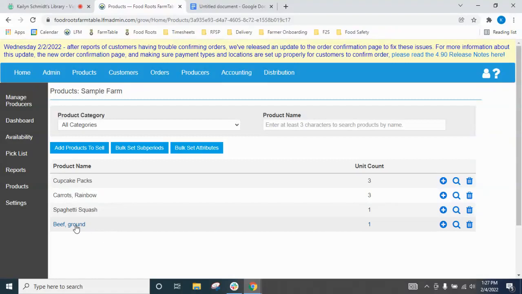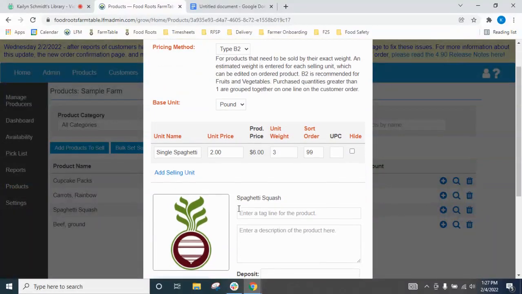On a B1 product like ground beef, if the customer purchases multiple units, so 2 1-pound packages, they're each going to show up as their own line item on the invoice with the total weight of that product and the total price of that product listed separately. For a type B2 product, they're all going to be on the same line of the invoice.